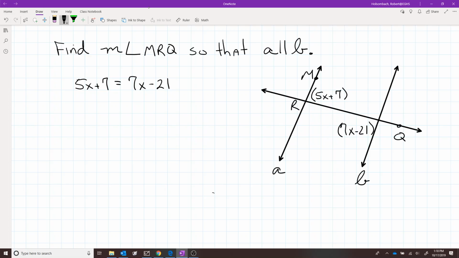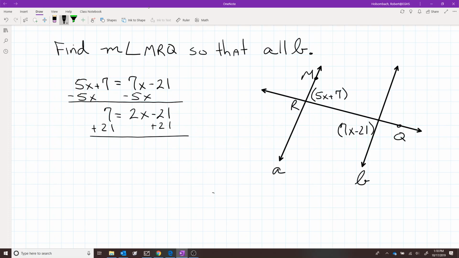So if we solve for x first, we're going to subtract 5x, and 7 is equal to 2x minus 21. Add 21 to each side, and 28 equals 2x, and divide by 2. So 14 is equal to your x.